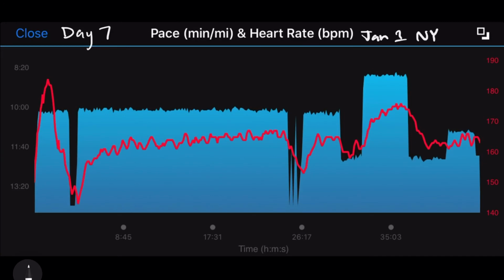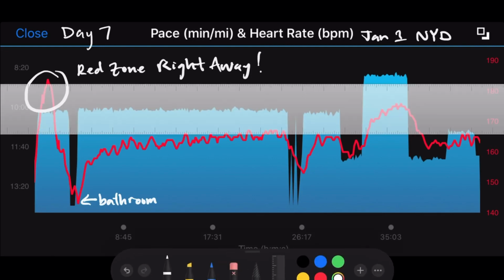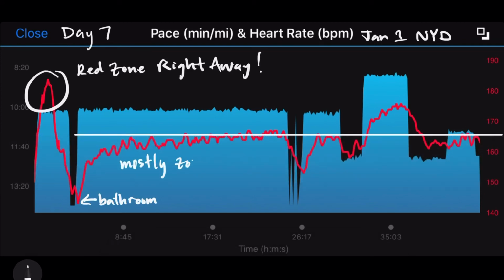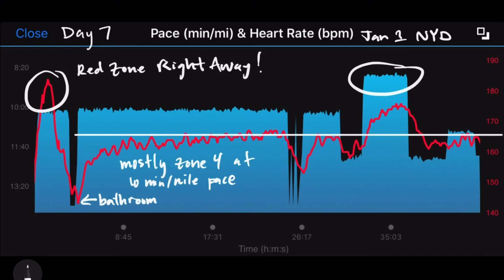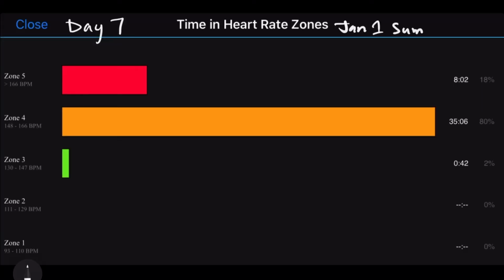I started off New Year's Day with a run, starting at 10 minutes per mile, but I redlined right away, and I had to stop for a bathroom break, I realized. I spent the next 20 minutes running at 10 minutes per mile with a much more reasonable zone 4 heart rate. And then after taking another short break, I decided to try some of my own interval training.